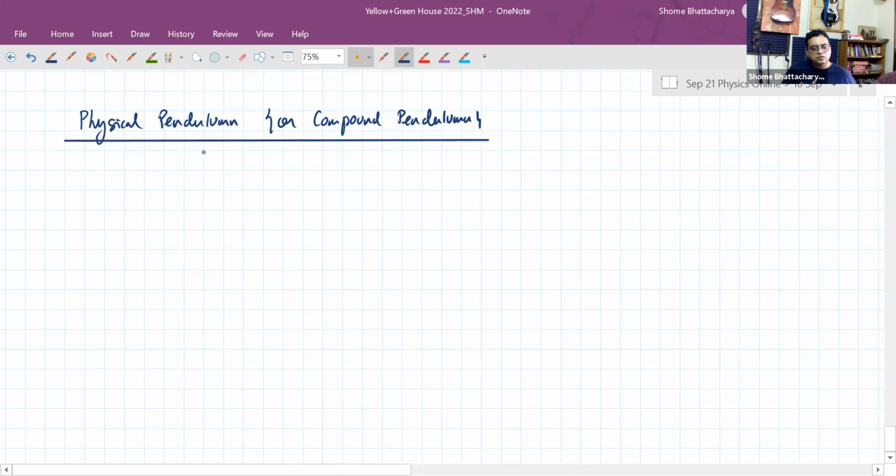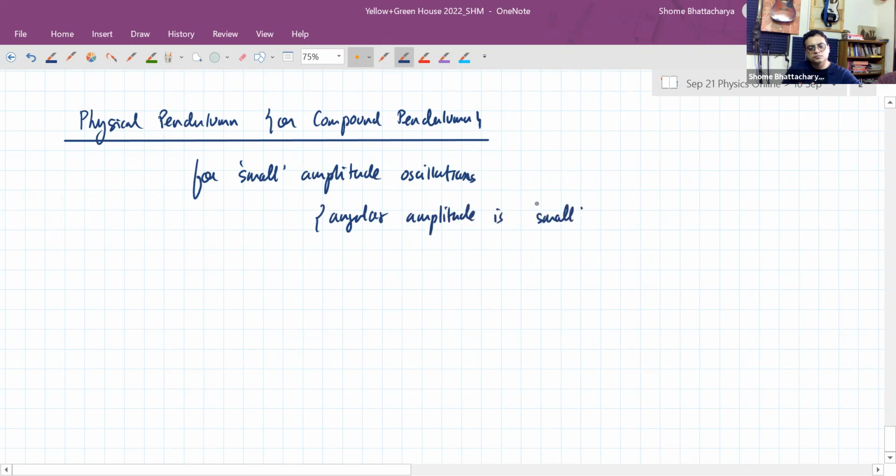You'll see that for small amplitude oscillations, that is the angular amplitude should be a small angle, less than about 5 degrees, it performs angular harmonic motion. So let us see the structure of a physical pendulum.